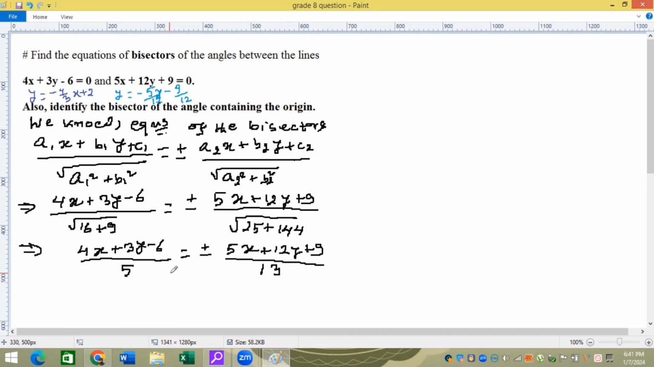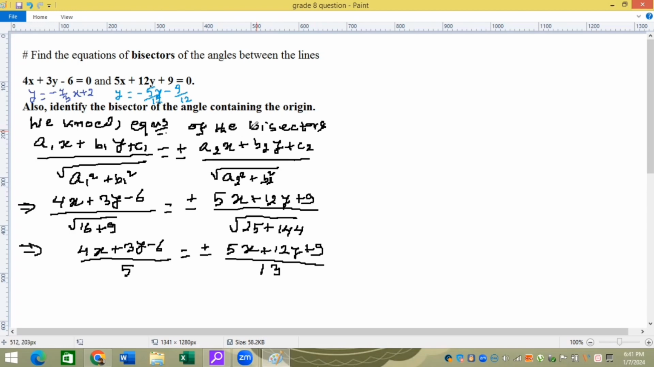So here, one time if you take the positive sign, you will have the equation of one bisector, and another time if you take first positive and then negative, then you will have the equation of the other bisector of the angle. But at this time, before I go to find both lines together, we'll do this work to identify the bisector of the angle containing the origin.